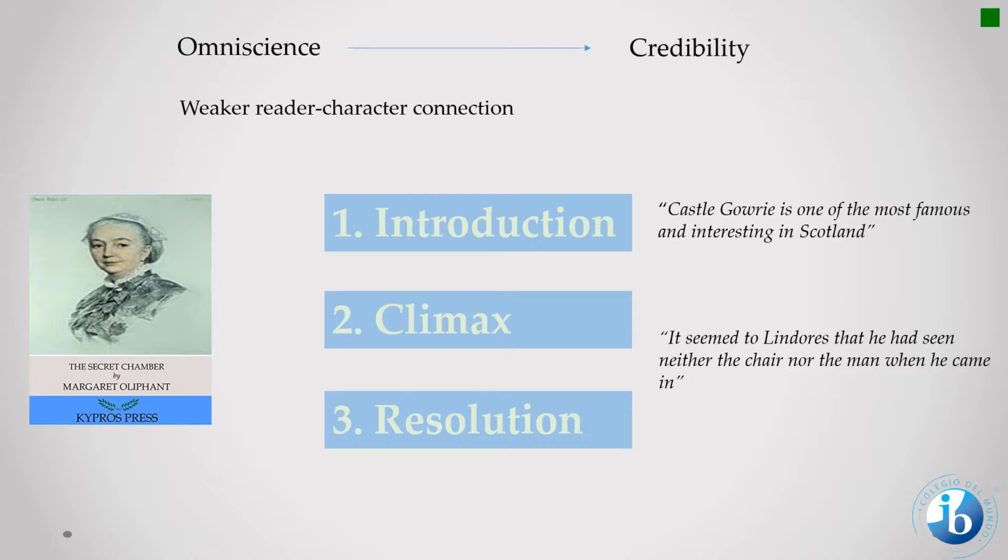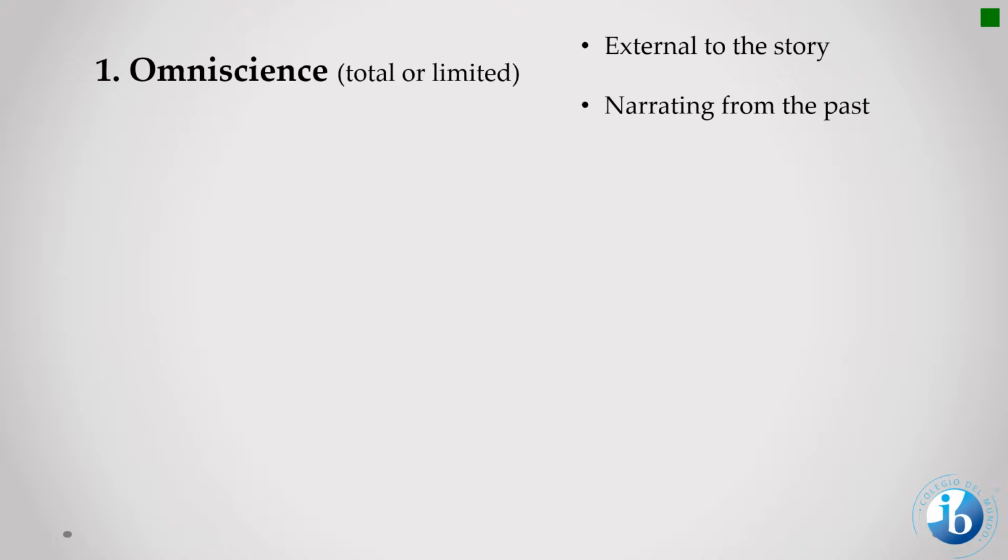And then it goes to, it seemed to Lunders that he had seen neither the chair nor the man when he came in. So it's focusing only on the character. I can conclude that there are two clear similarities between the two narrators. The first one is its omniscience, either total or limited, because it is always external to the story and it's narrating from the past at all times in both novels.